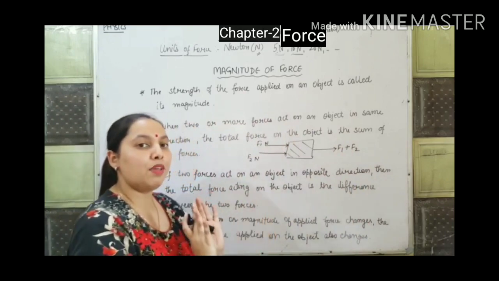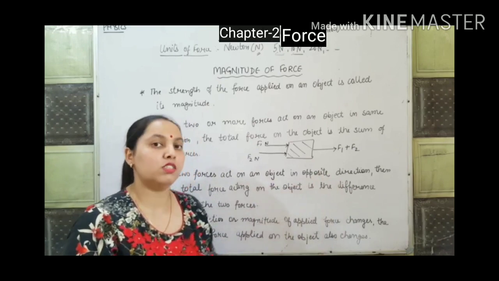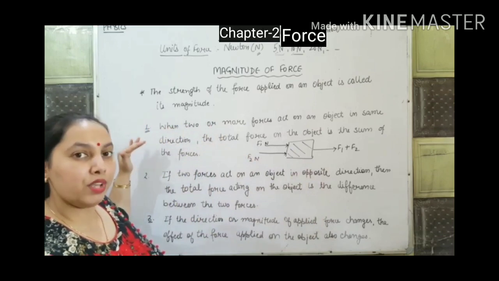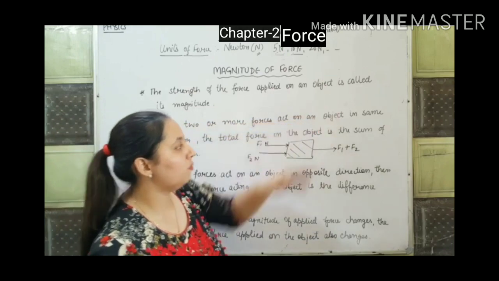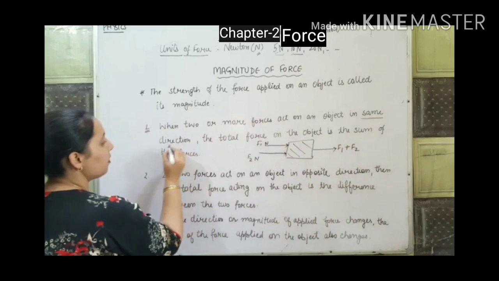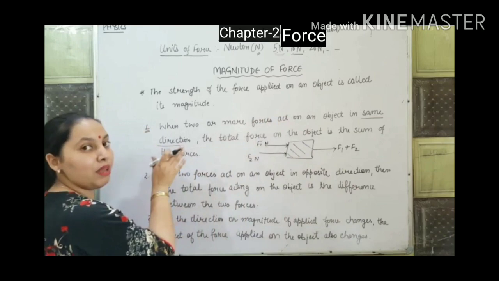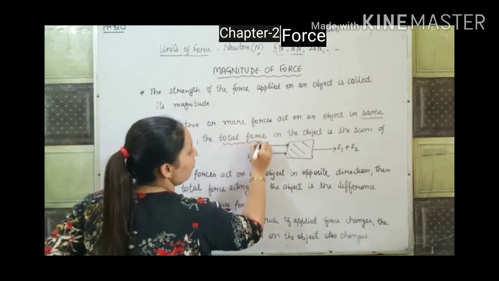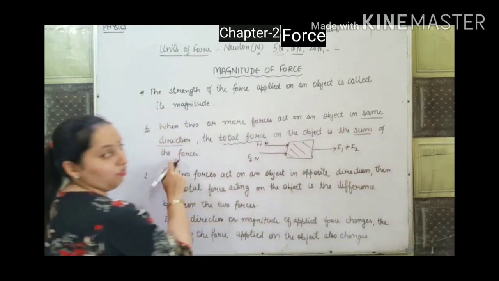If you and your friend are both pushing it in the same direction, then both forces will add up. So in this first point we say that when two or more forces act on an object in the same direction, keep this point in mind, the total force on an object is the sum of the forces.